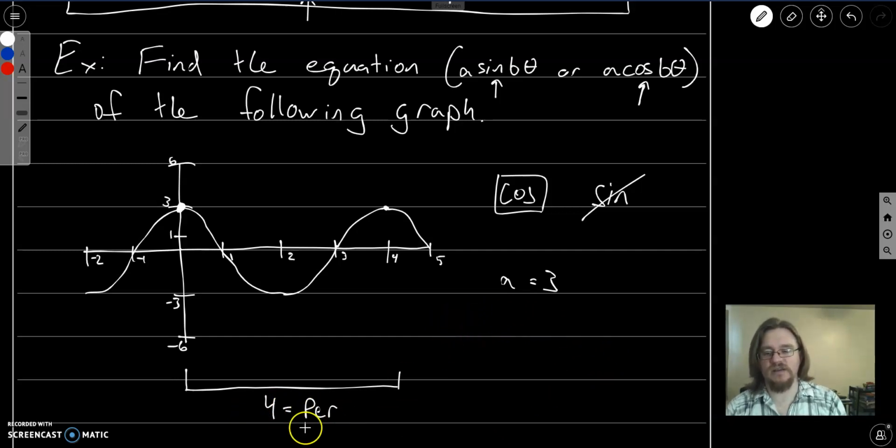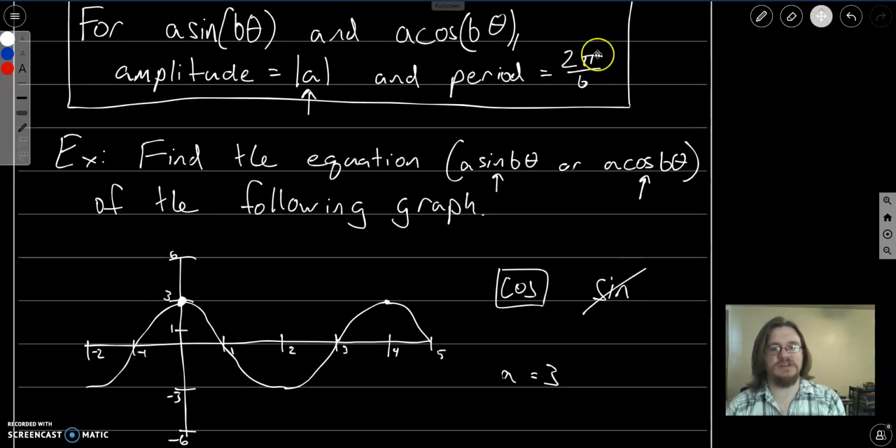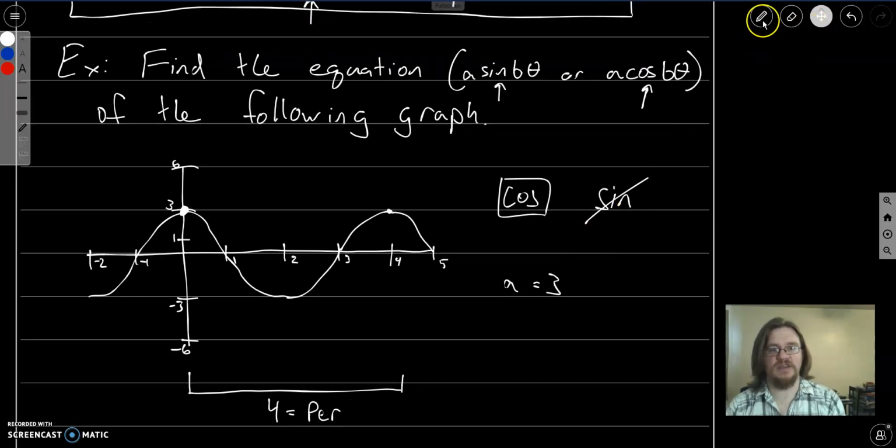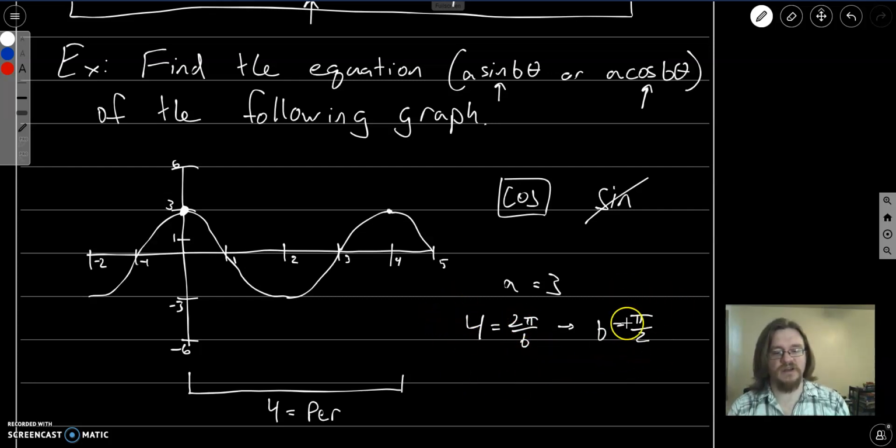So if we think about it though, we know that the formula for the period is going to be 2 pi divided by b. So 4 is going to equal 2 pi divided by b. And if I solve for b, what I get is that b is going to be pi divided by 2. Multiply both sides by b, divide both sides by 4, and here's our answer.